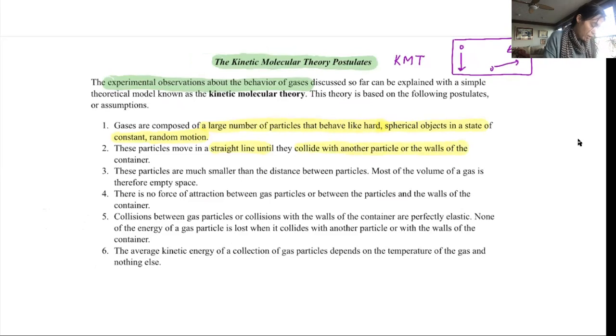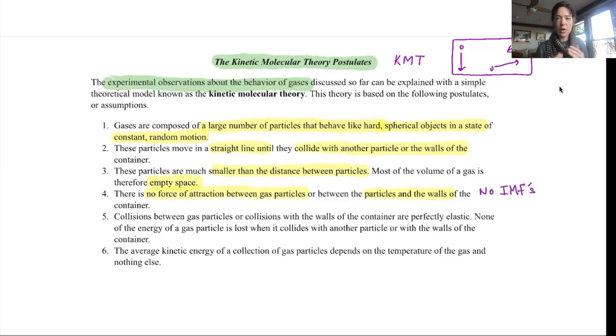The particles are much smaller than the distance between them. So we assume that the particles themselves take up no space. That is an assumption that we'll later find is true for ideal situations only. There is no force of attraction between the gas particles or between the particles and the walls. So what that means is there are no IMFs present, no intermolecular forces. That also is an assumption that is only true under certain ideal conditions.